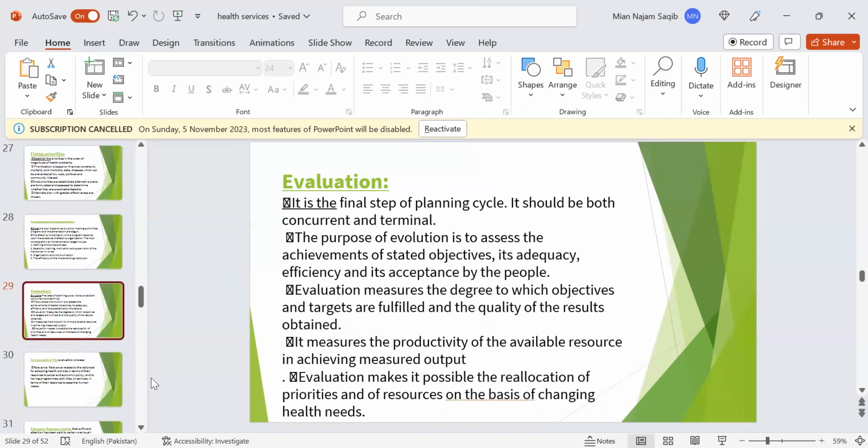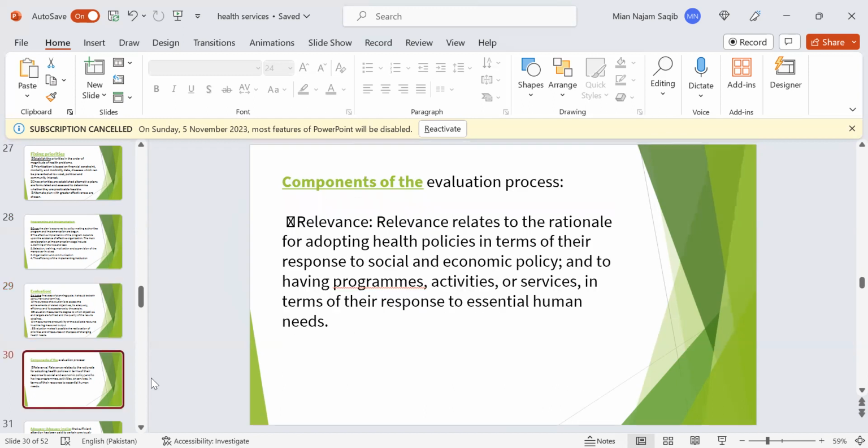Evaluation is the final step of the cycle. It should be both concurrent and terminal. The purpose of evaluation is to assess the achievement of the stated objectives, its adequacy, efficiency, and its acceptance by the people. Evaluation measures the degree to which objectives and targets are fulfilled and the quality of the results obtained. It measures the productivity of the available resources in achieving measured output. Evaluation makes it possible to reallocate priorities and resources on the basis of changing health needs.